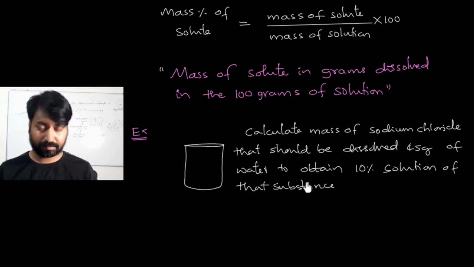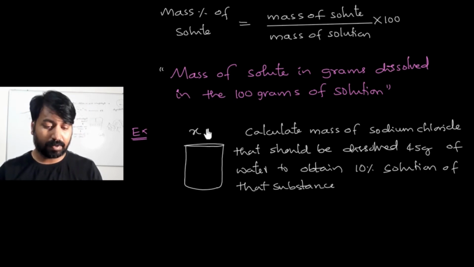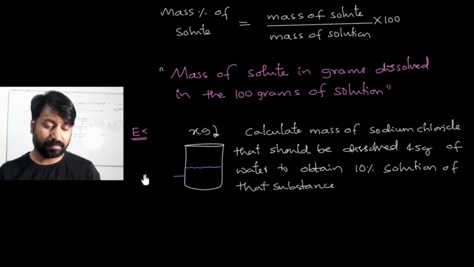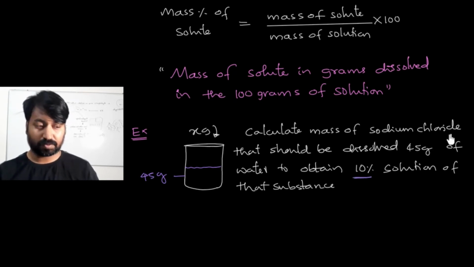Try to understand this. They are saying that a certain amount, x grams, of sodium chloride is added in the container, and the water they have taken is around 45 grams. The mass of solvent is given, but the mass of solute is not given. That we have to calculate. But the percentage of the solution is given.